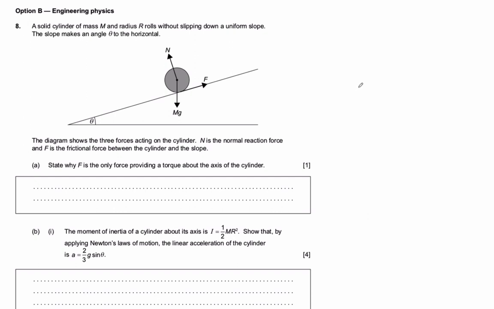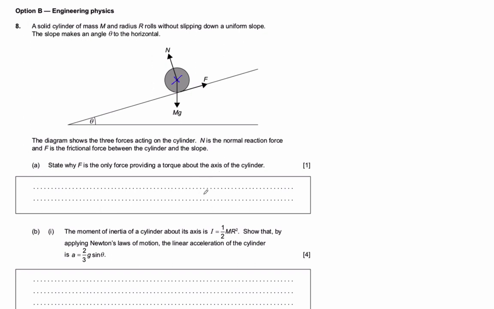Alrighty then. This is an example of an IB question that's actually easier than a test question that we would have. Although, some of these are kind of weird, right? So state why F, the friction force acting up the plane, is the only force providing a torque about the axis of the cylinder. Well, they're talking about a torque about this point, the axis of the cylinder. The central axis is what they really should say.